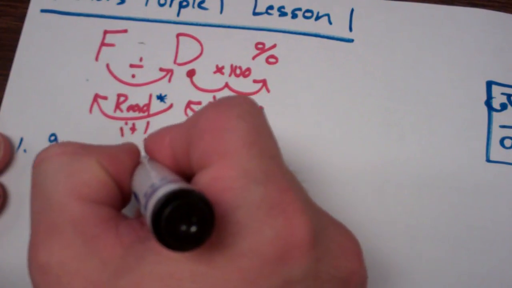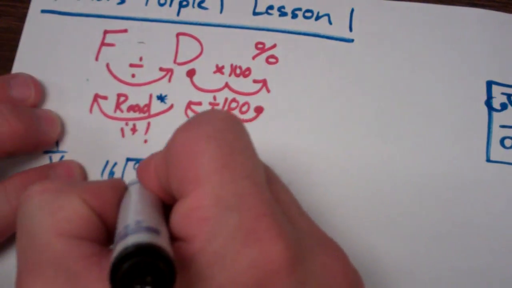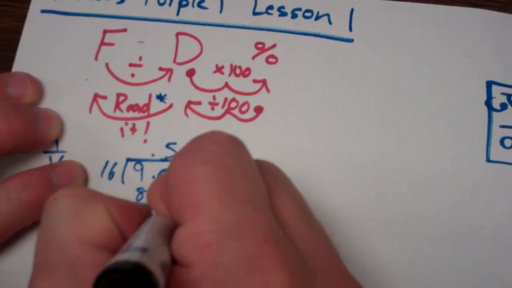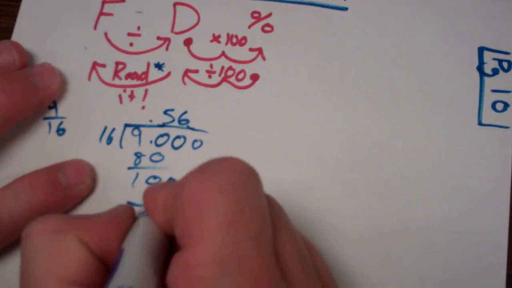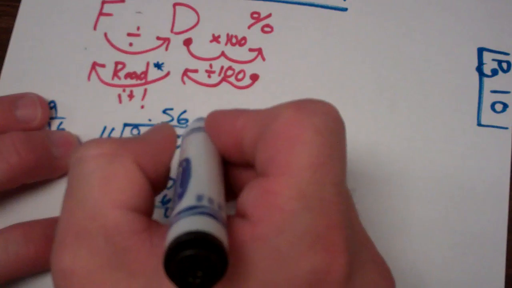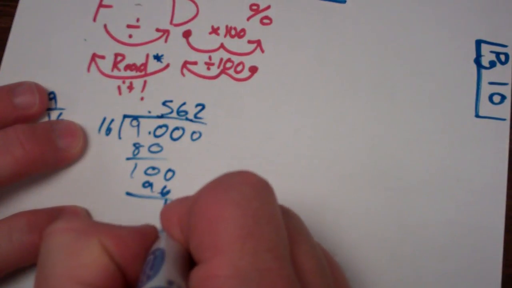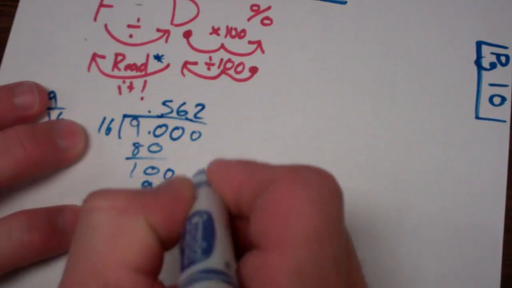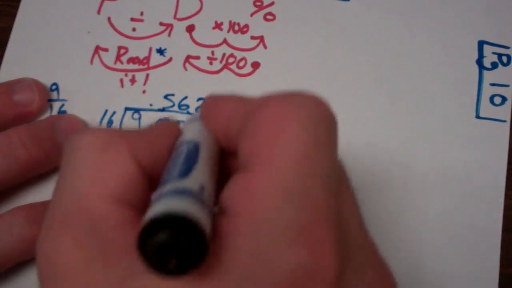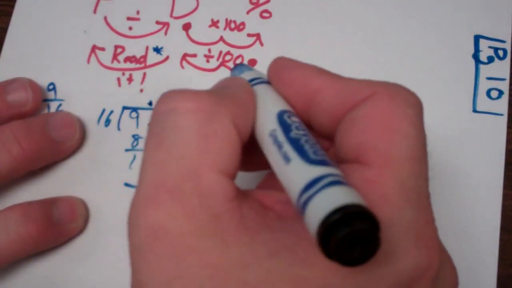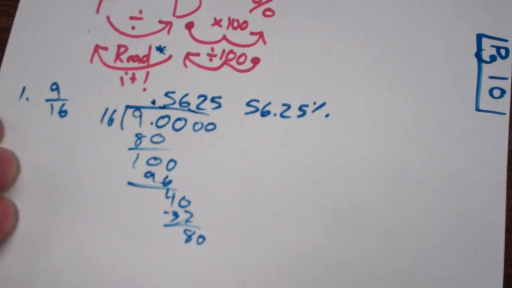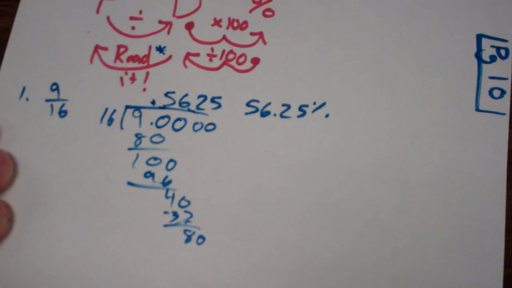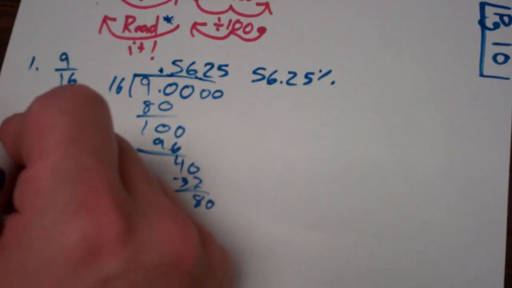It goes in there 5 times, which would be 80. Goes in there 6 times, which would be 96. Goes in there 2 times, which would be 32. And finally goes in there 5 times exactly, so it would be 0.5625. If I wanted to move the decimal 2 places, I'd have it as 56.25%.